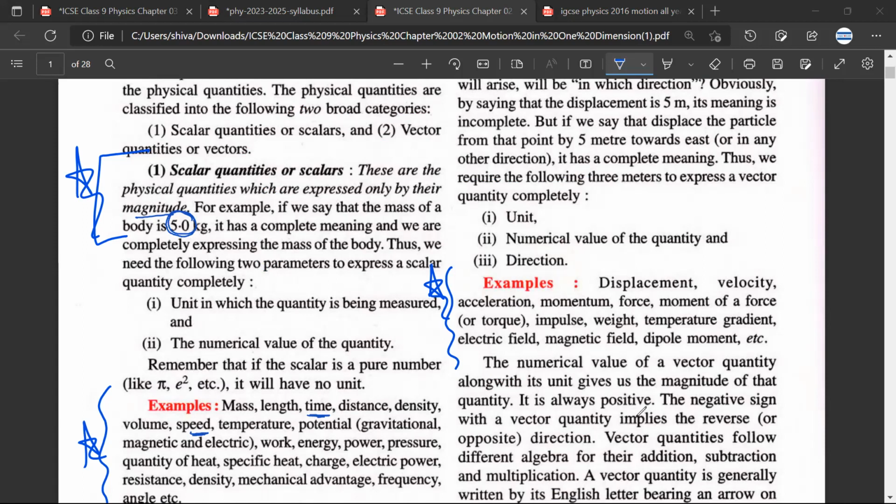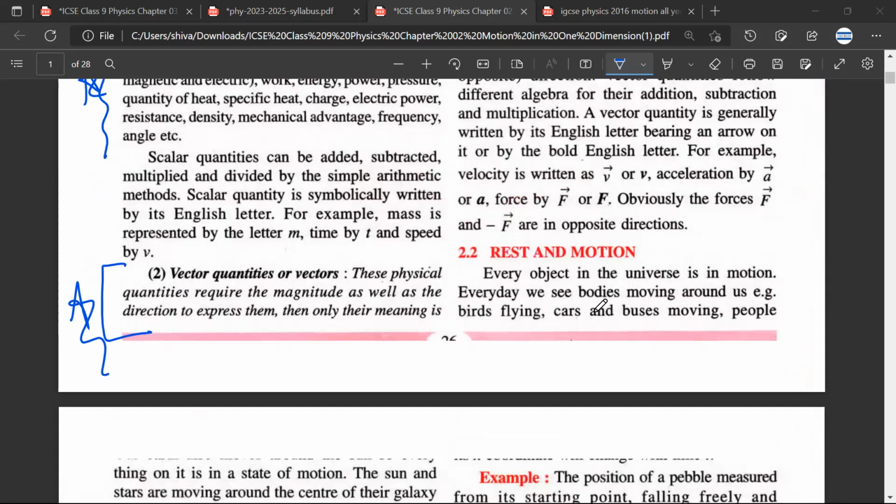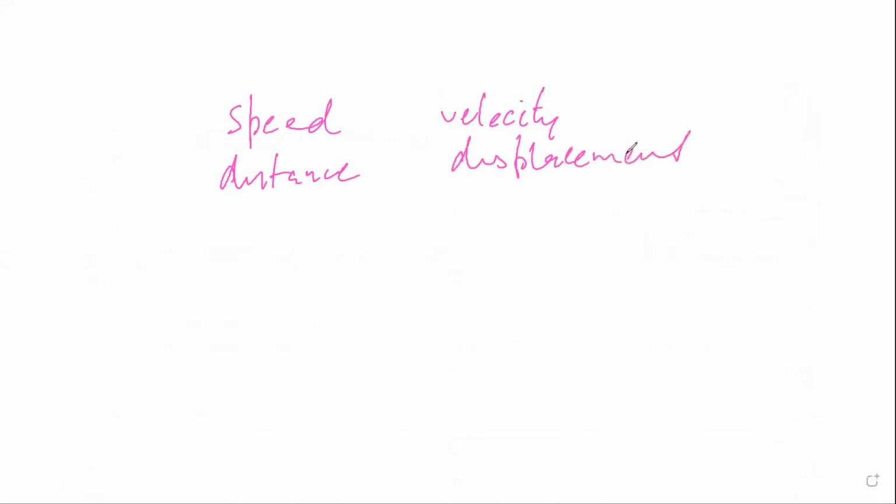Now just compare this with vector quantities, and that is how we'll understand the difference between scalar and vector. Vector quantities are physical quantities that require magnitude as well as direction to express them. The most common examples of scalars and vectors that we need to understand are speed and velocity, and distance and displacement. Have you understood? Yes, sir.